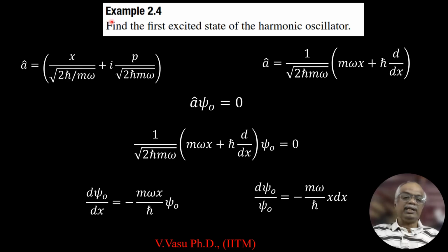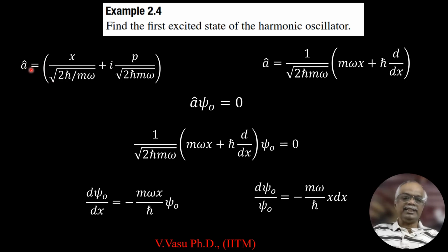And today we are going to solve Example 2.4 of Griffiths, third edition, Introduction to Quantum Mechanics. Example 2.4 is: find the first excited state of the harmonic oscillator, for which we need the annihilation and creation operators. First we will see the annihilation operator.